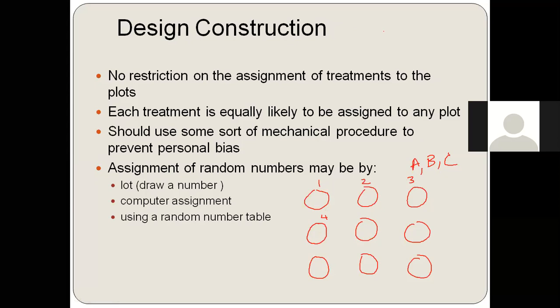Right. So here, this is plot number 9. So this is 5, 6, 7, 8, and right. Now, how to allocate the treatments? Very simple.